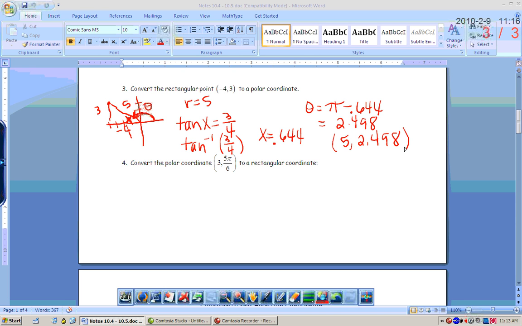So the point is 5, 2.498. R always comes first. Okay, convert the polar coordinate to a rectangular coordinate. What quadrant is 5 pi over 6 in? 2. Okay. And then the length is 3. So now I need to find x and y.